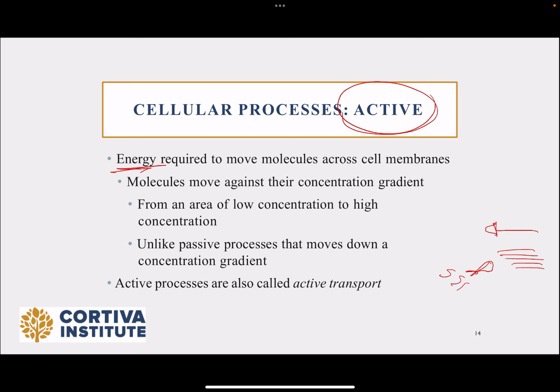Why? Because they're going against the concentration gradient. This is going from an area of low concentration to high concentration, right? Typically passive, this is like flowing down a river. Active is swimming against the river, right? Active processes are also known as active transport.